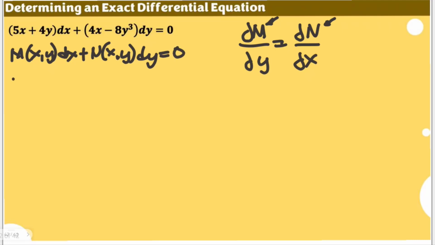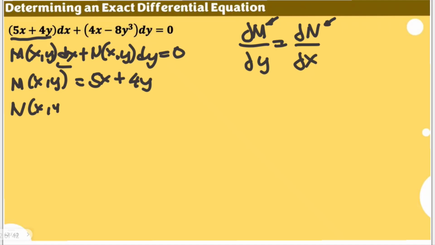This would mean that our function M is the function paired with dx, and that's actually this here. You have 5x plus 4y. Similarly, our N of xy is the function paired with dy, and that would be this function. You have 4x minus 8y cubed.